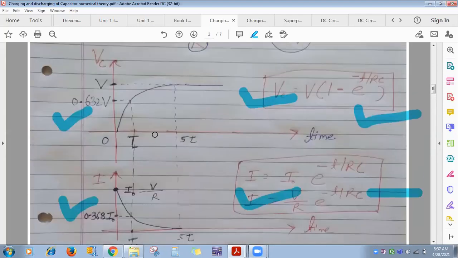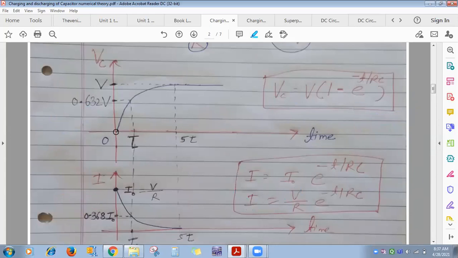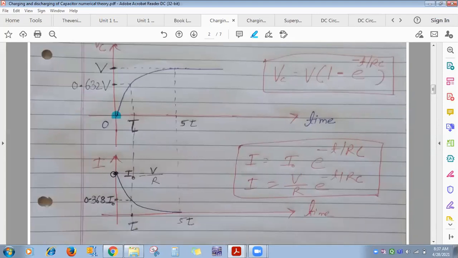Why graphs? Because see, during charging, what is the voltage across the capacitor at start? 0. Then what is the current flowing through the circuit at the start of charging? V by R. Is it maximum, minimum, or 0? Maximum. Define time constant. R given, C given, calculate the time constant.